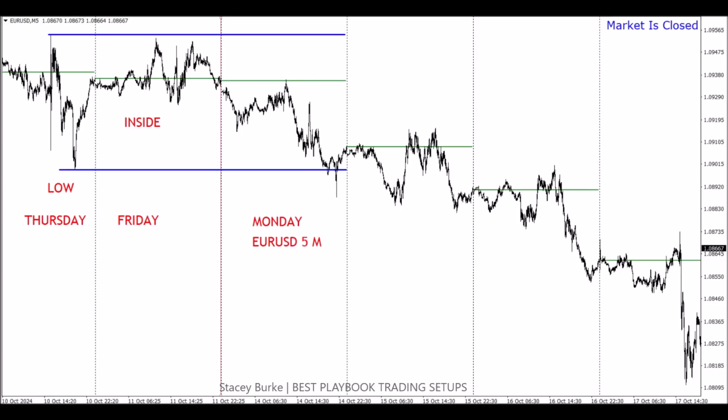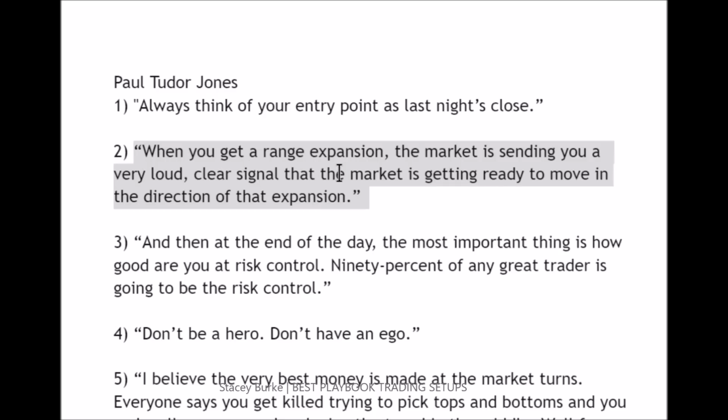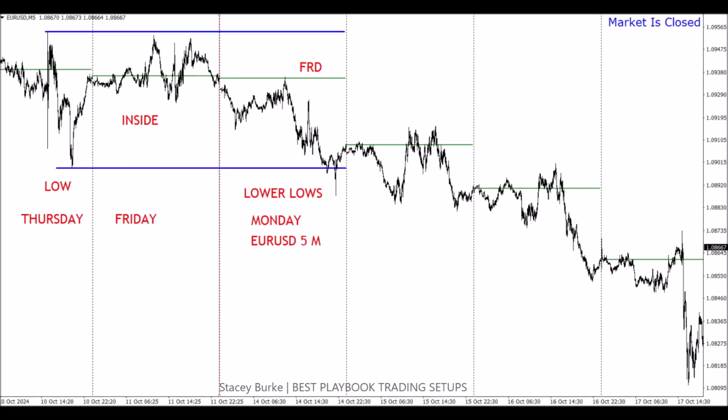It makes a lower low. Paul Tudor Jones, if a market is giving you an indication of a range expansion, it's sending you a clear signal that the market is potentially getting ready to move in the direction of that expansion. So coming back to understanding, we have a market that has closed in range on Monday, day one, but it's made lower lows. And it's also giving us a signal day, a first red day.